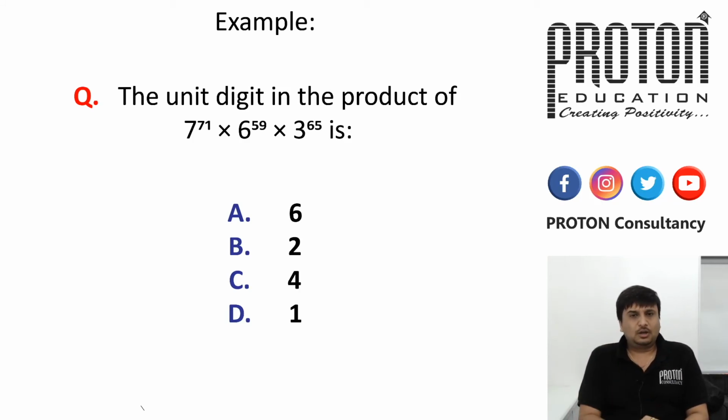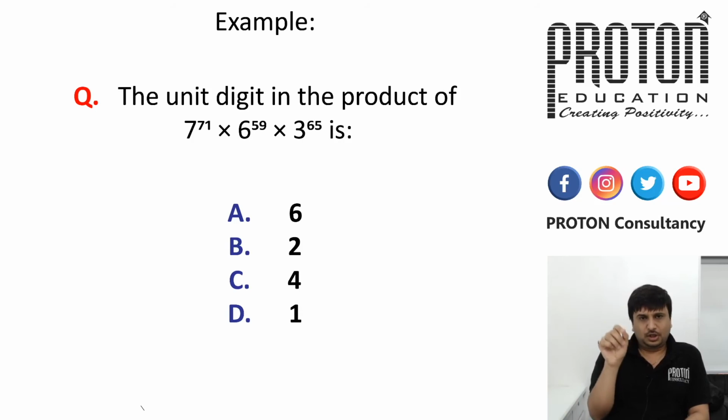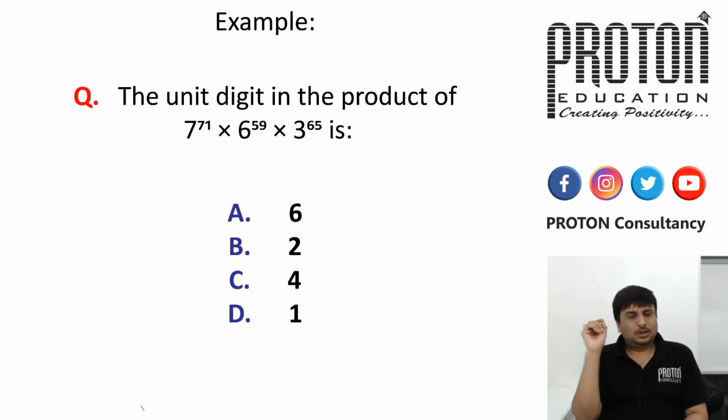6 raised to 59. It's very simple, as it has 6 in it, so the answer would always be 6. So one digit was 3, the other digit is 6. 3 multiplied by 6. Keep it as it is. Don't hurry to multiply the numbers. 3 raised to 65. 65 is the power. Cyclicity is of 4 digits. My remainder would be 1. Again, the power cycle for 3 is 3971. So whenever my remainder was 1, my answer is 3.